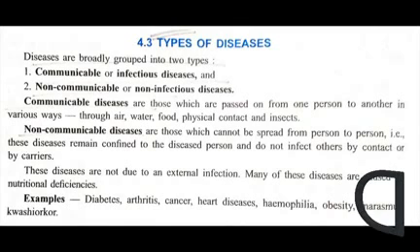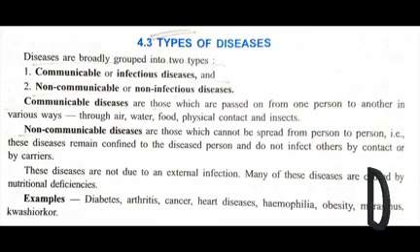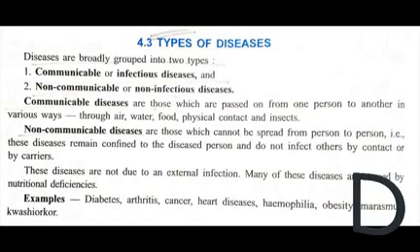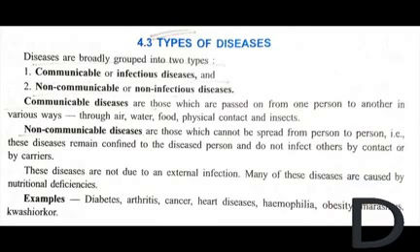Okay. Next one is non-communicable diseases. Non-communicable diseases are those which cannot spread from person to person. That means these diseases remain confined to the diseased person and do not get transmitted to others by contacts or by any kind of carriers. Non-communicable disease generally occurs if any organ or organ system doesn't function properly; the disease that occurs is termed as non-communicable disease.